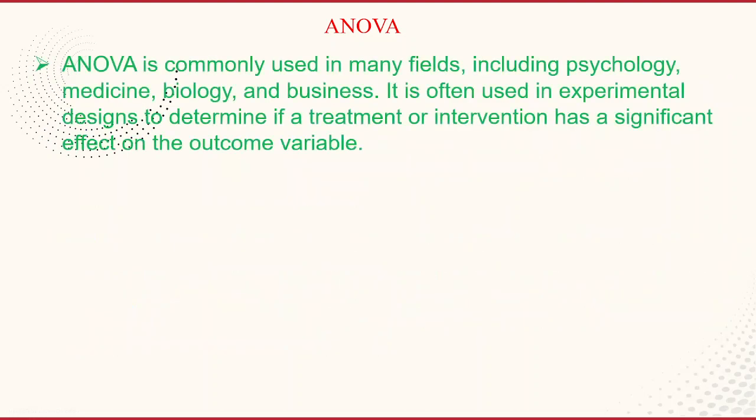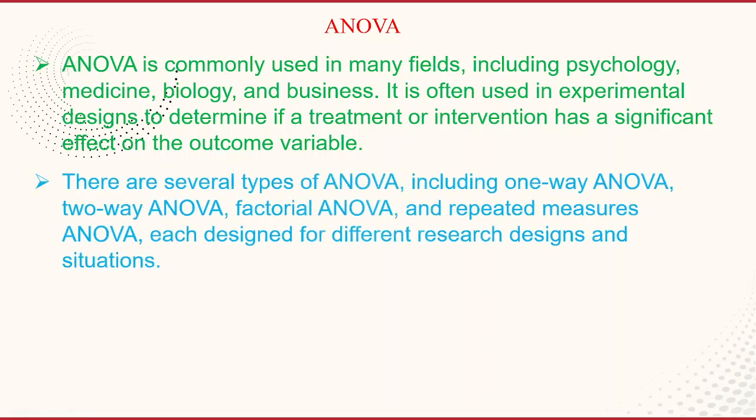ANOVA is commonly used in many fields, including psychology, medicine, biology, and business. It is often used in experimental designs to determine if a treatment or an intervention has a significant effect on the outcome variable. There are several types of ANOVA, including one-way ANOVA, two-way ANOVA, factorial ANOVA, and repeated measures ANOVA, each designed for different research designs and situations.